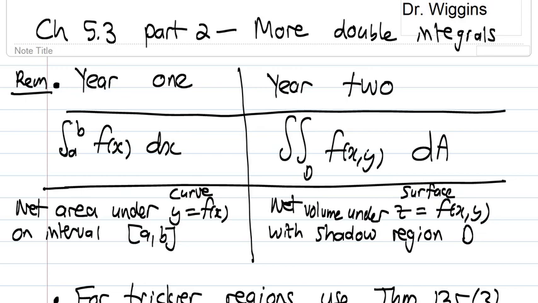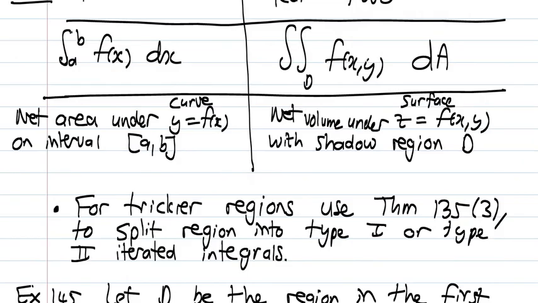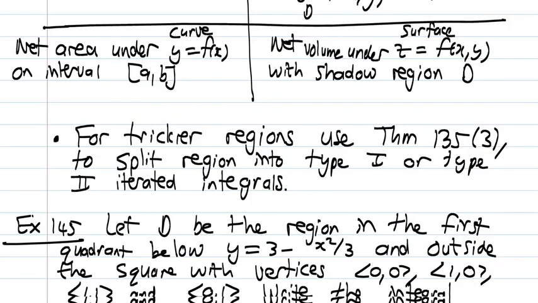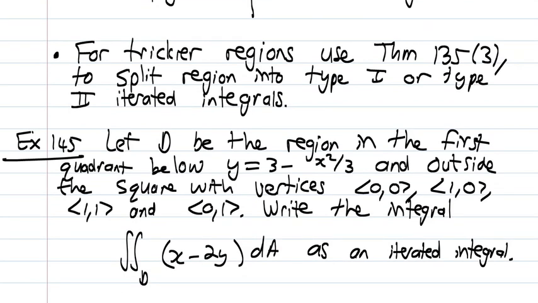So for trickier regions, we can use theorem 135 part 3, and the trick is to split the region up into several type 1 or type 2 iterated integrals. To see this in action, let's do an example. I'm taking example 145. Here D is the region in the first quadrant below y equals 3 minus x squared over 3, and outside the square with vertices (0,0), (1,0), (1,1) and (0,1). The task is to write the double integral of x minus 2y over region D as an iterated integral or a sum of iterated integrals.